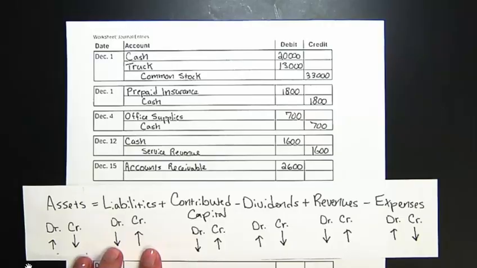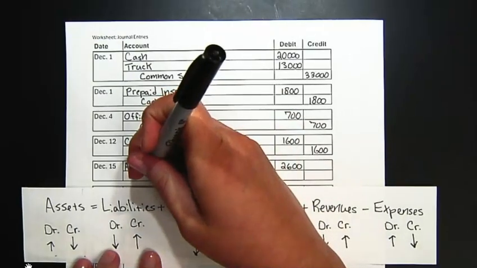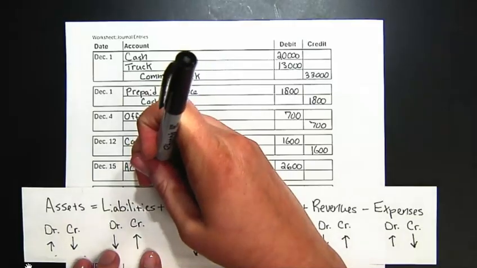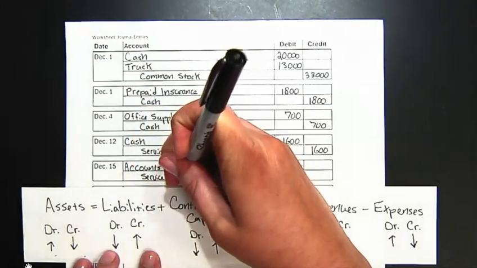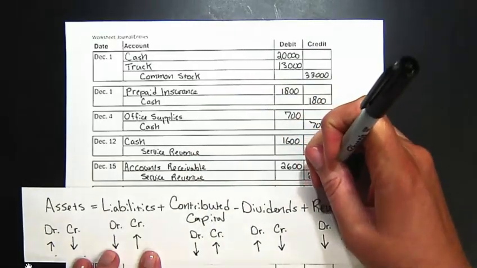And because we have already completed the delivery job, we can recognize the revenue. We record revenues with a credit. Credit service revenue, $2,600.